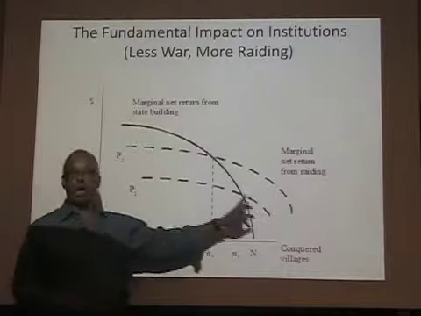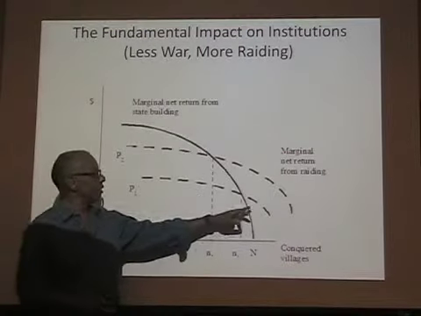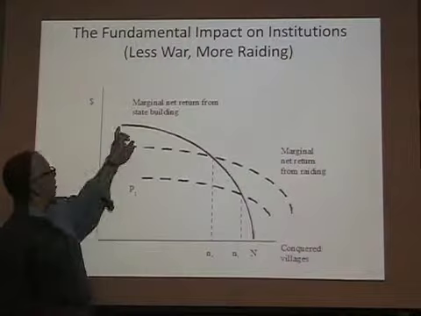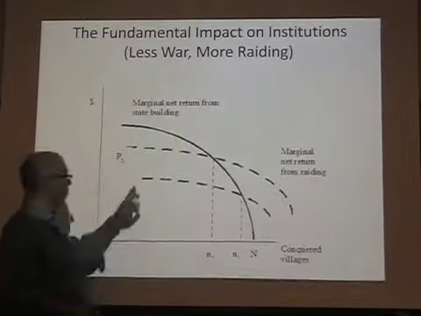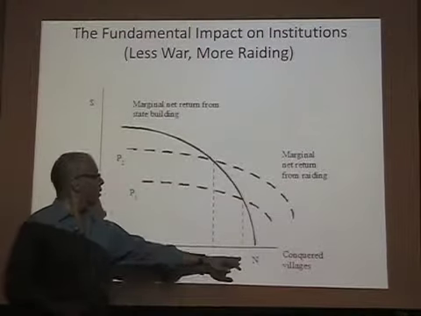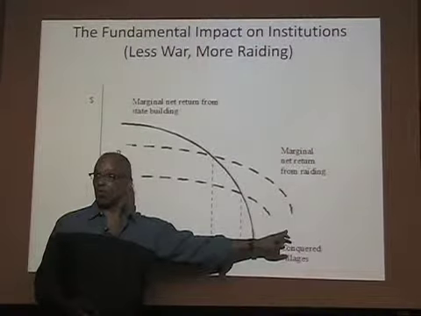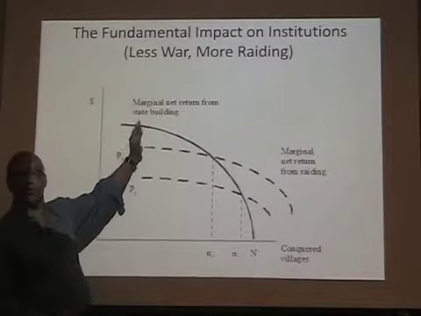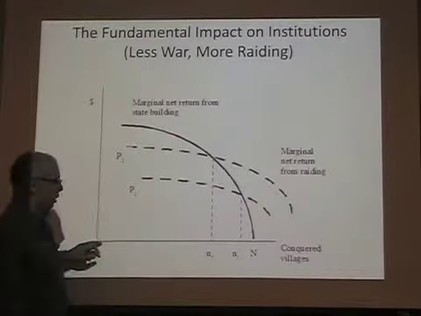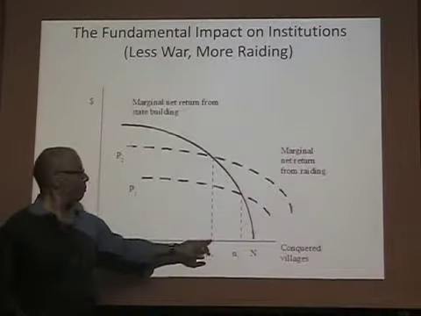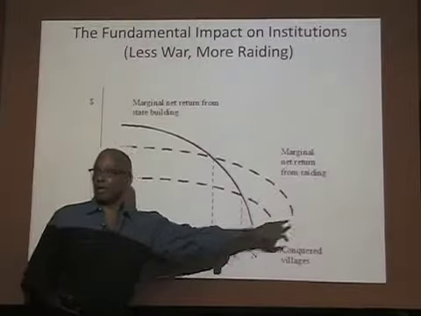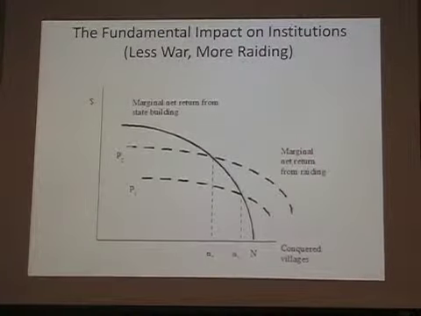Okay, so here at P1, P1's the price of slaves. At P1, the net revenue from raiding is this. You build an empire until the marginal net return declines below the marginal net return of raiding. So you conquer N1 villages, okay? And then after that, start raiding for slaves. Price of slaves goes up, net revenue from slave raiding increases. The elite now have an incentive to only conquer N2 villages, less than N1, okay? And they start raiding for slaves after that, okay?